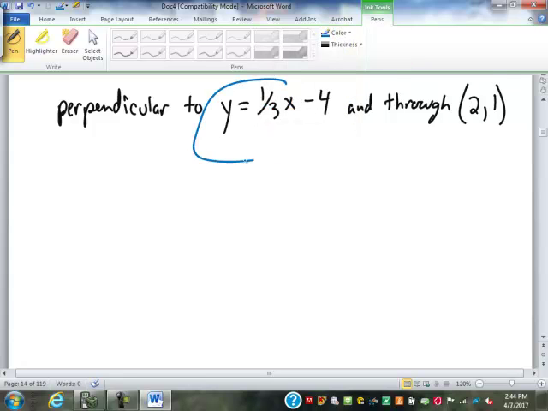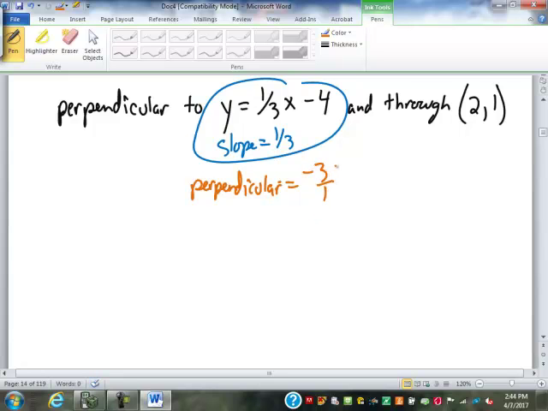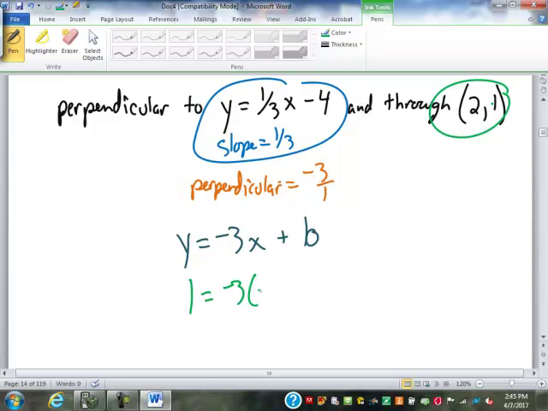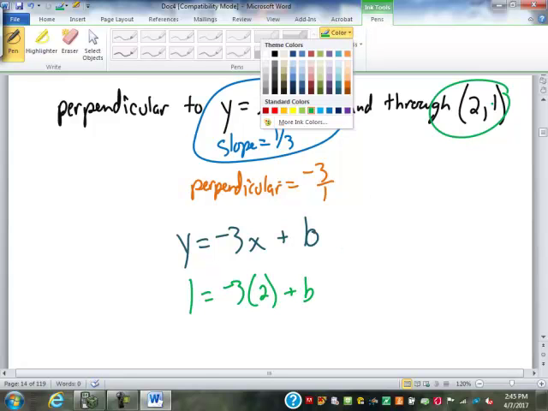So once again, we need to find the slope of this line. What is that slope? 1/3. Now this time we're finding the perpendicular. What's the slope of the perpendicular? -3/1. Perfect, or just -3. So what that tells us is our equation starts out as y equals -3x plus that y-intercept of b. So then we use the point, put 1 in for y, 2 in for x. What's next?